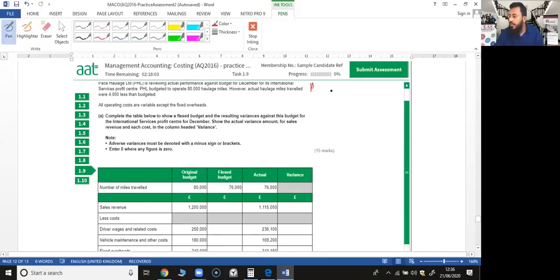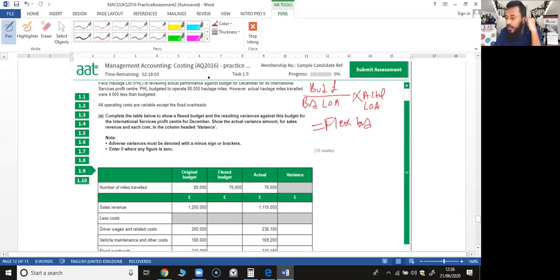Budgeted money divided by budgeted level of activity times by actual level of activity. Budgeted money divided by budgeted units times by actual units, you get your flexible budget. Very simple, easy. Let's go over it.